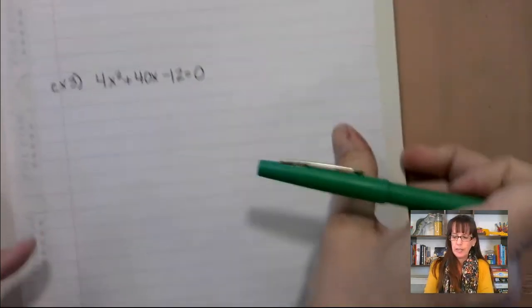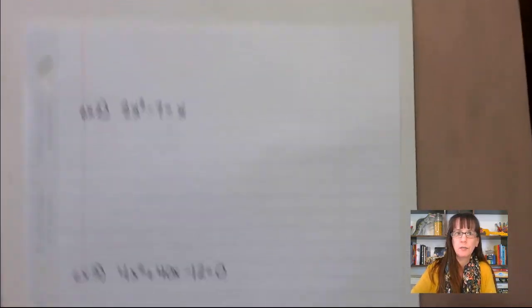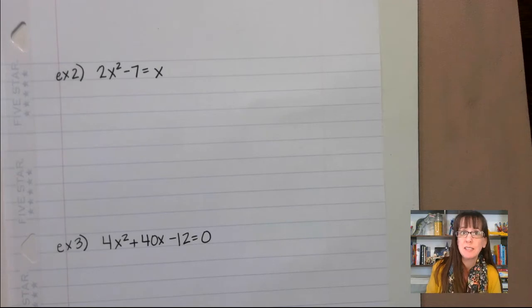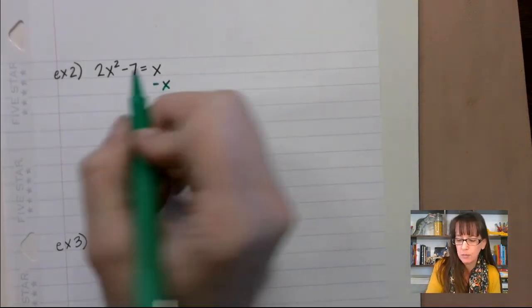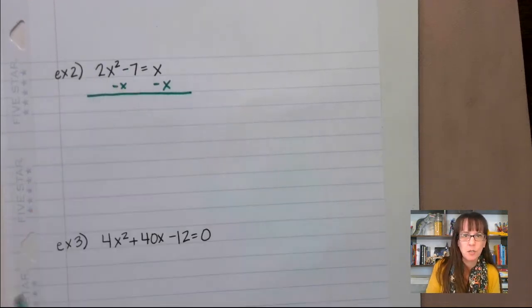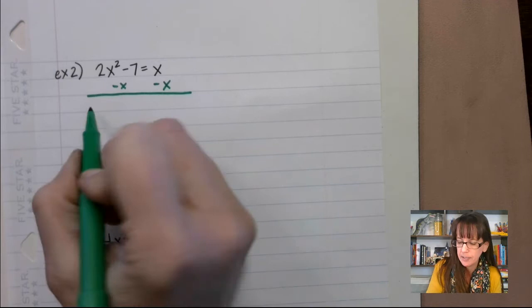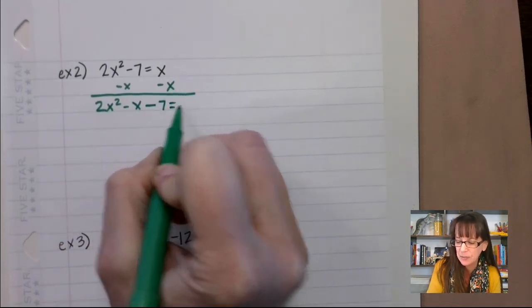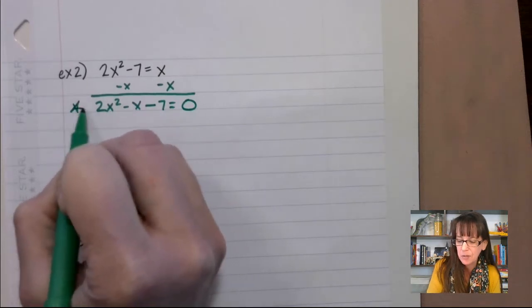Okay, let's try a couple more here. So for our next one, we've got this guy right here. All right, so for example number 2, we have 2x squared minus 7 equals x. Again, you want to get this into standard form, so we need to set it equal to 0. Minus x, minus x. And remember, you can't combine these things because those aren't like terms. x squared and x can't be combined. So 2x squared minus x minus 7 equals 0. This is the one we're going to be using.